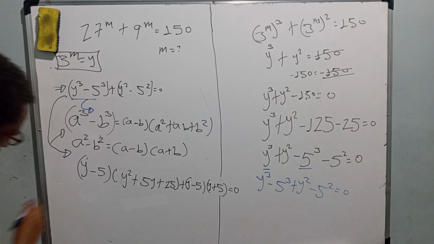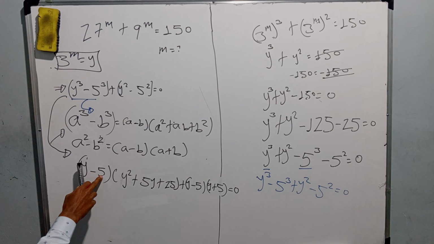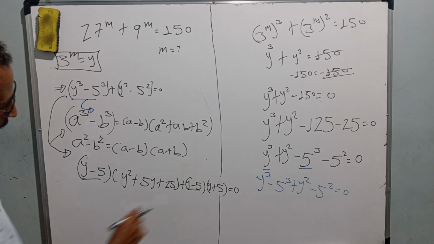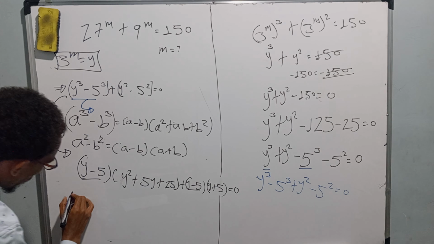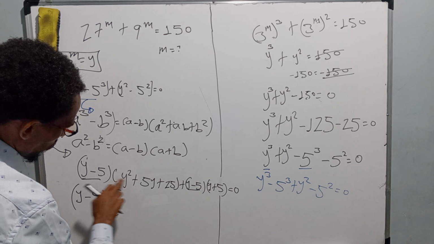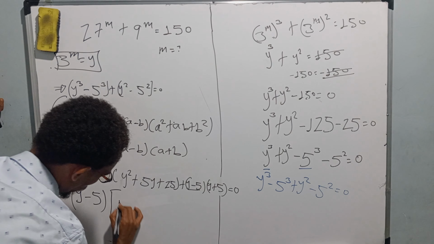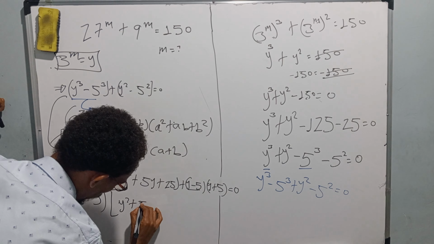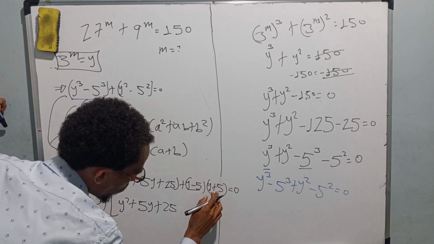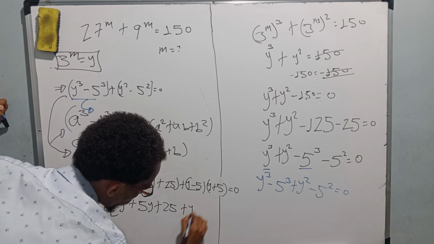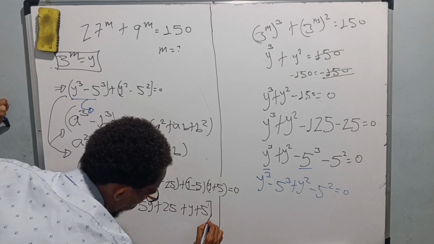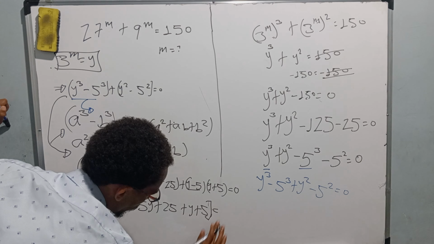Then again we can factorize y minus 5. We have the common factor y minus 5 here, and also y minus 5 here. So we can take y minus 5 as a common factor, close the bracket. We left here only y squared plus 5y plus 25. And also we have y plus 5 here, y plus 5 here. Then we close the bracket, which is equal to 0.